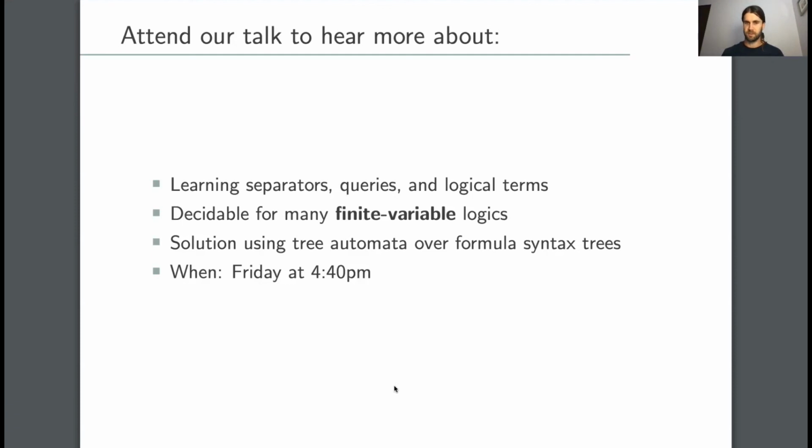Finite variable logic is what it sounds like. It's a logic where you can only use a fixed number of variables. The solution involves tree automata that read formula syntax trees and evaluate them against a fixed background structure.